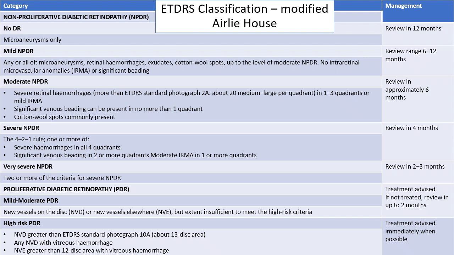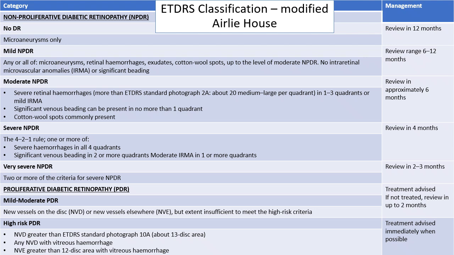So the hemorrhages have become severe and they are involving all the four quadrants, unlike moderate, in which it was less than four quadrants. Venous bleeding in two or more, here it was one, and IRMA in one or more. This is moderate. Here we had mild IRMA, right? So this is the 4-2-1 rule. The review is every 4 months, not longer than that. And very severe NPDR, if two or more of the above three criteria are seen, it becomes very severe NPDR, where the review should be 2 to 3 months. So this review, monthly, 4 monthly, 6 monthly, is only for NPDR.